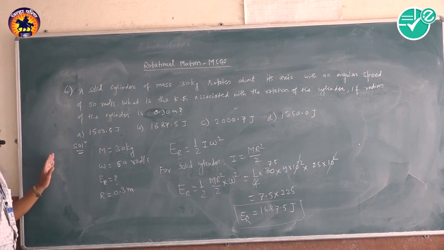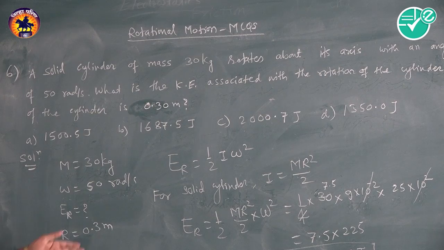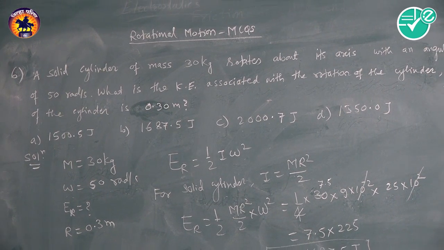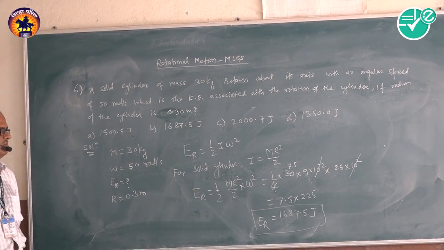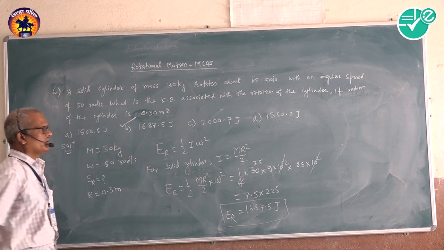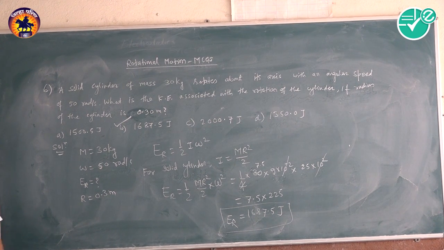So this is a simple problem. So finally we get the answer by putting the values, that is omega and r, with I as mr square by 2. Finally we get 1687.5 joule. This is the second option, that is B is correct, 1687.5 joule. So this option is correct.